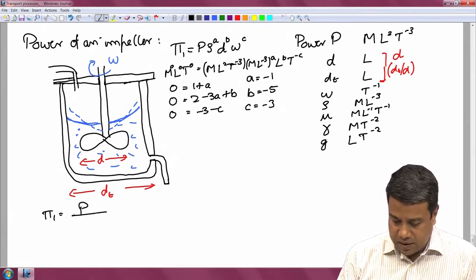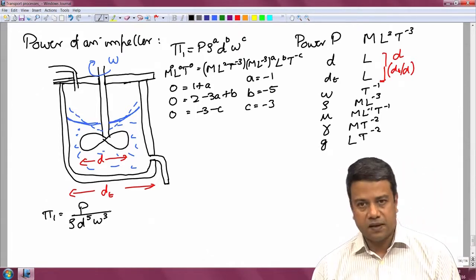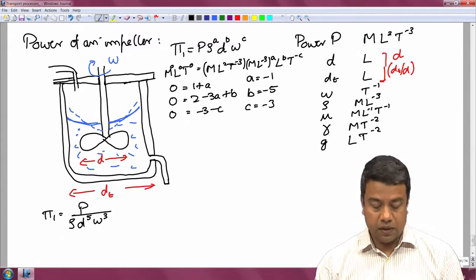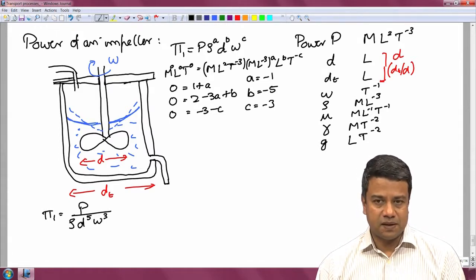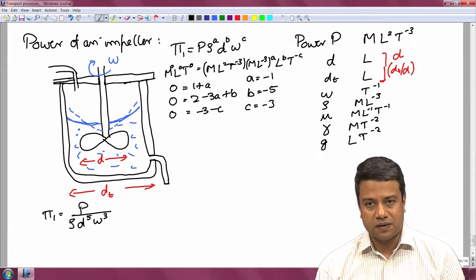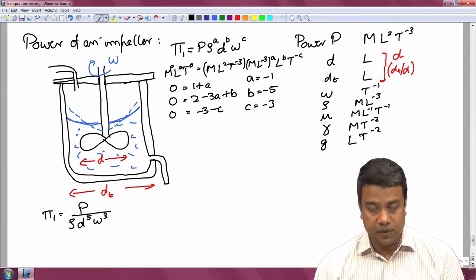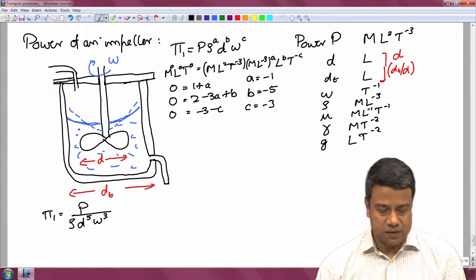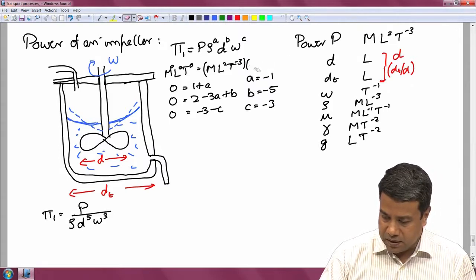Therefore, the first dimensionless group, the power number, is P by rho d power 5 omega cubed. You can see that you are scaling it by diameter to the 5th power, when density is dominant, and therefore, you would expect as the diameter increases, this power actually increases a lot. Similarly, you are scaling it by the frequency to the 3rd power. So, as the diameter increases, the frequency increases, the power requirement will increase a lot. I will just do a quick example and show you that. So, that is one number.